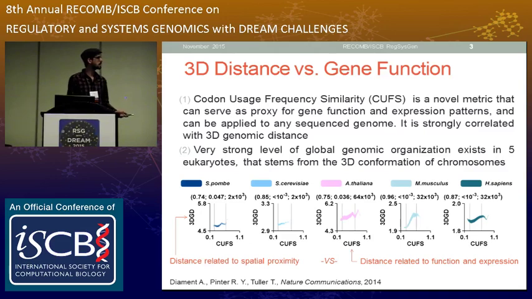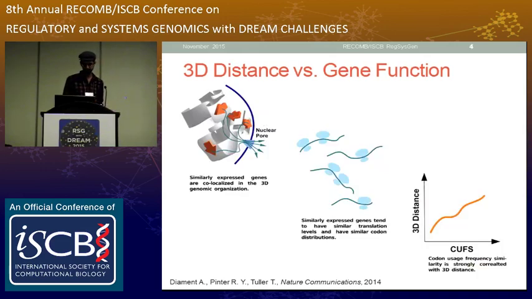And you can see here examples of the strong correlations and strong relations that we get by looking at functional distances on the x-axis and distances that were obtained from HiC data sets. This result emphasizes the importance of global genomic organization and shows that this is a very strong level of organization that exceeds what has been reported so far.